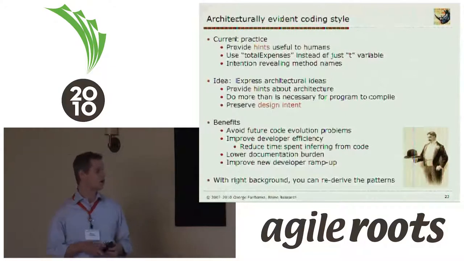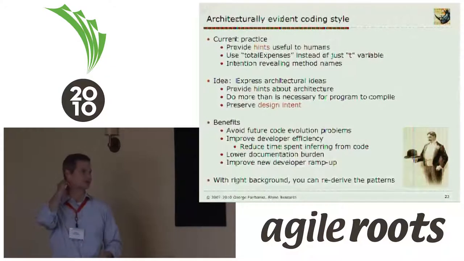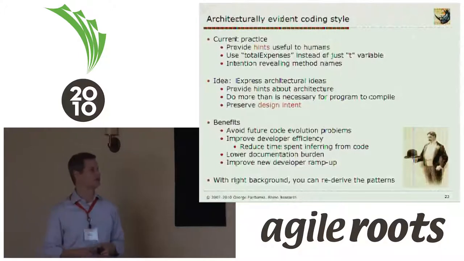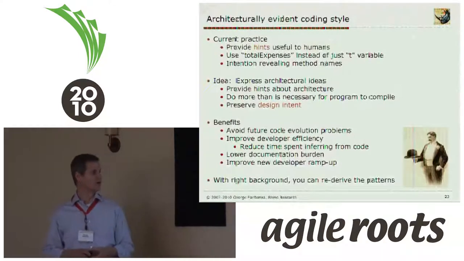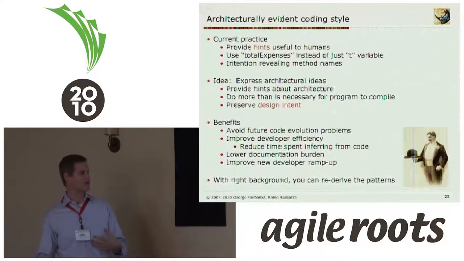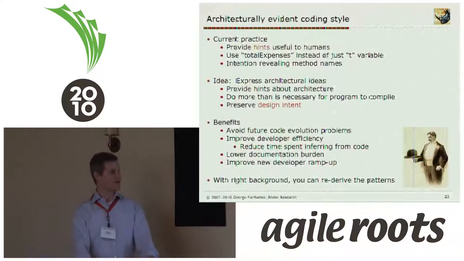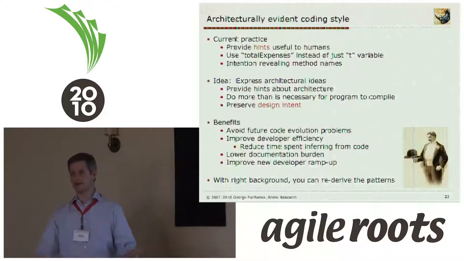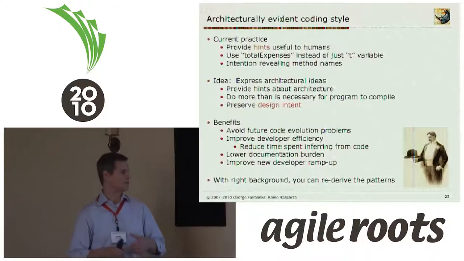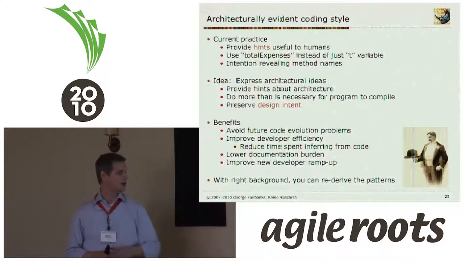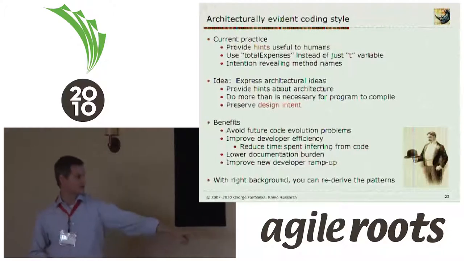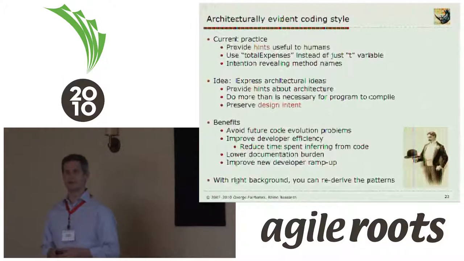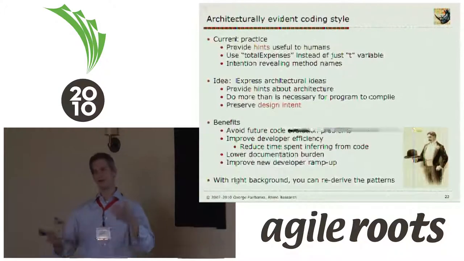And the benefits here, hopefully, again, this is just an assertion, just like the domain and code part is an assertion. We hope to avoid future code evolution problems, improve developer efficiency, reducing our time spent inferring the code. We'll hopefully have a lower documentation burden, if you guys are even documenting, but it'll be even that much easier. And hopefully new developers will be able to ramp up even faster. And the idea in the last part is that you should be able to infer these things now that you know what I'm talking about.